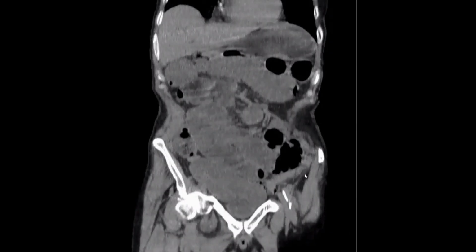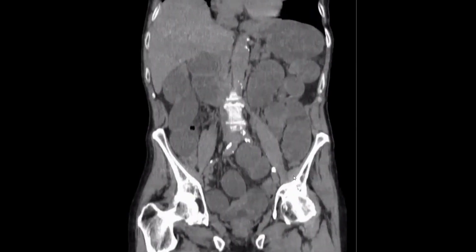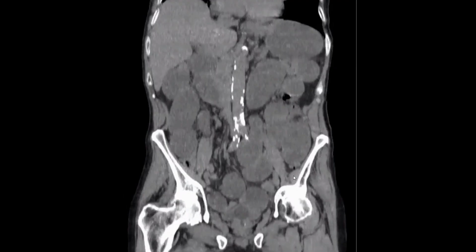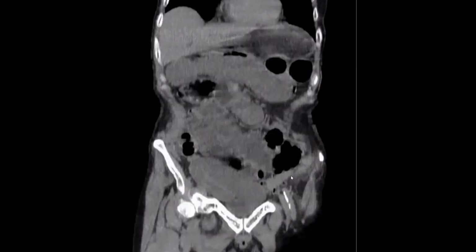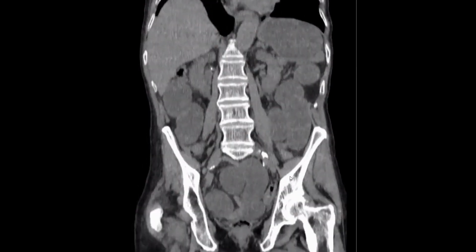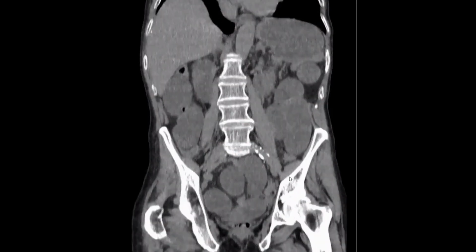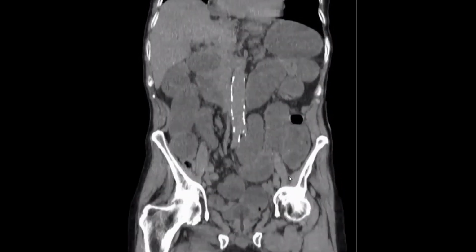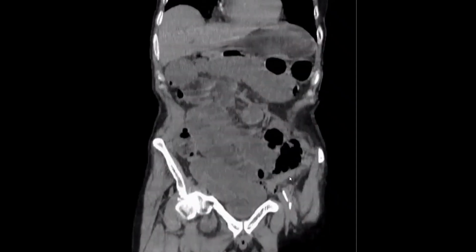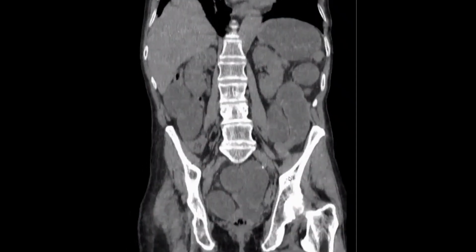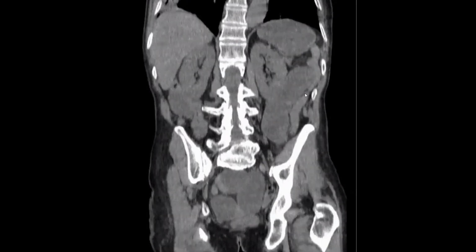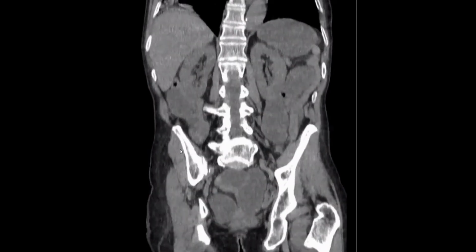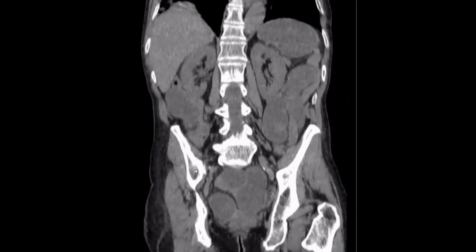Before searching for the transition point, what should you do first? You should differentiate: is it small bowel or large bowel obstruction? I believe these are small bowel loops. This is the large bowel, and it appears collapsed. Very nice.